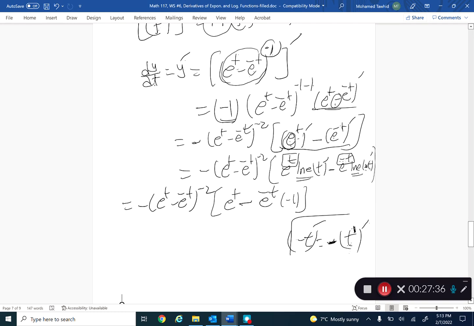You have a negative sign outside, so 1 multiplied by negative gives negative 1 here. So negative times negative, you get positive. So you have e to the power t minus e to the power negative t. And here you have e to the power t, and negative sign multiplied by negative sign gives positive e to the power negative t. I just leave it as it is, without any simplification.